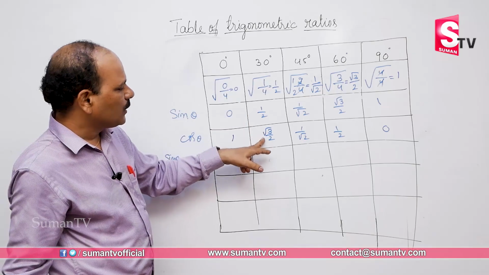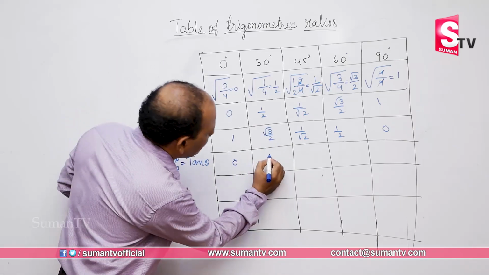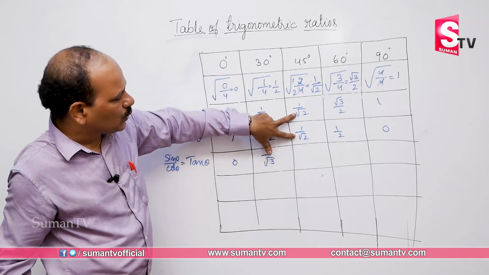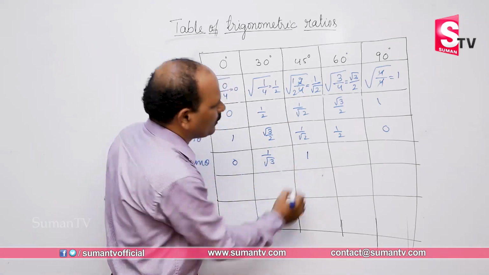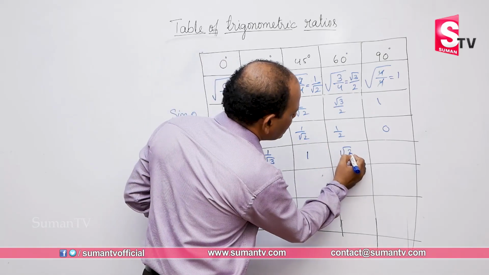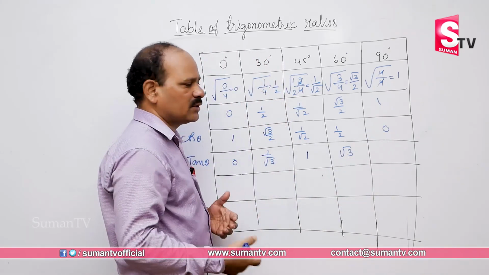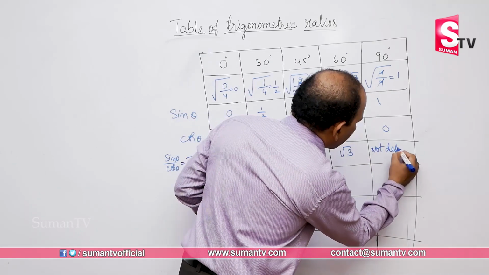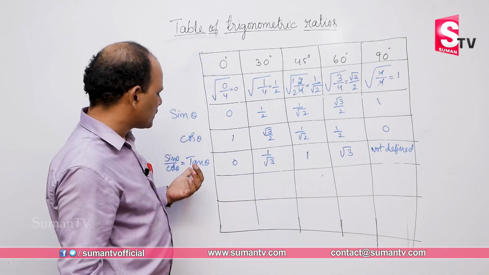Here 1 by 2 and root 3 by 2, these 2 and these 2 will cancel. So the remaining part is 1 by root 3. Here also root 2 and root 2 will cancel. So 1 by 1 is 1. Here 2 will cancel. Root 3 by 1 is root 3. 1 by 0 is infinity. Inverse of 0 is not defined. These are all the values of tan theta.